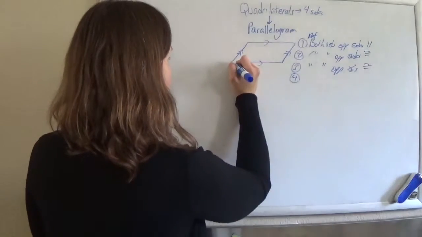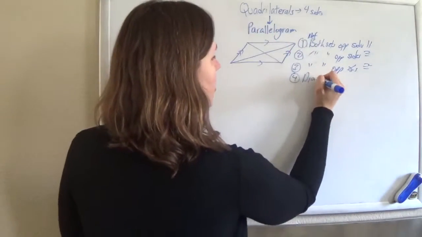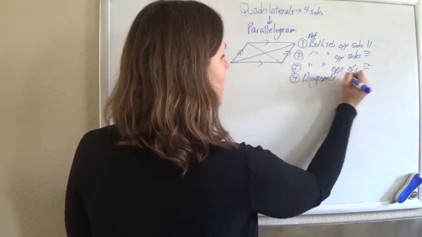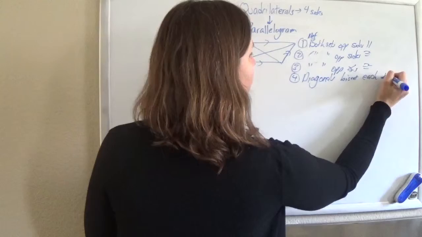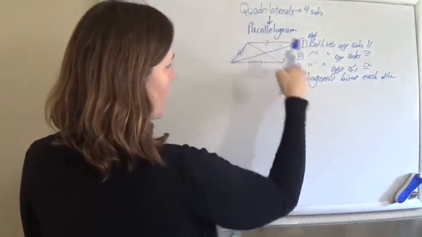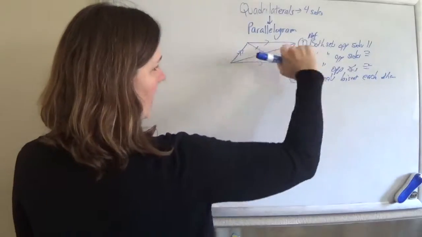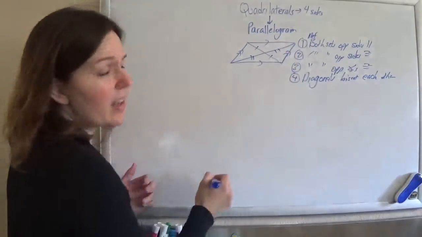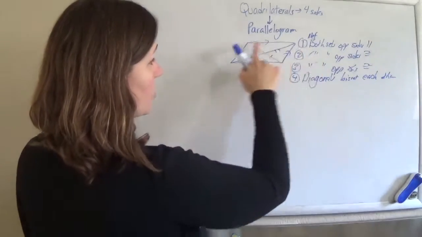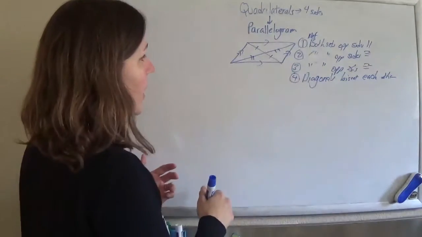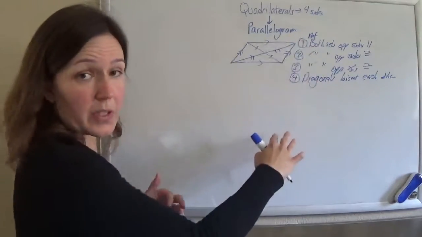And then we also know that the diagonals bisect each other. So diagonals bisect each other, and that means that this guy cuts that guy in half, so this is congruent to that, and this guy cuts that guy in half, so this is congruent to that. Now notice they're not all the same because this diagonal is longer than that diagonal. So there we go. So these are all the properties of a parallelogram.